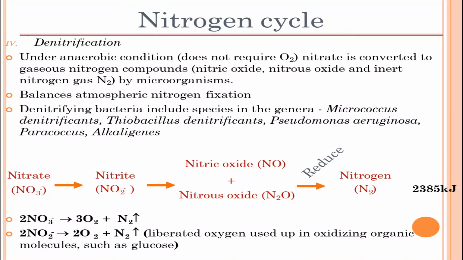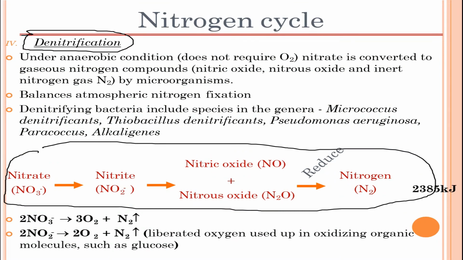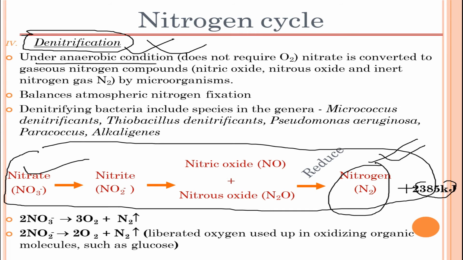So talking about the last step that we have here, it is the denitrification step. Alright, as you can see, the overall overview of this is that nitrate gets reduced to nitrogen, or atmospheric nitrogen is gained back with the release of lots of energy. So under anaerobic conditions, this is applicable for anaerobic conditions only and does not require oxygen. Nitrate is converted to gaseous nitrogen compounds, which can be nitric oxide, nitrous oxide, or inert nitrogen gas by microorganisms.